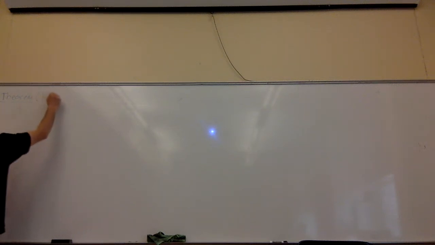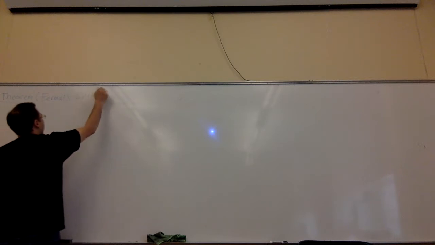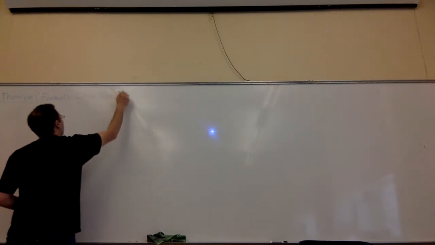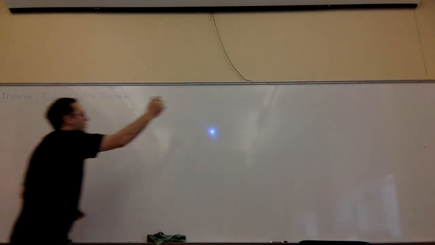So we want to prove two theorems. One of them is called Fermat's little theorem. Not last theorem, but little theorem. Last theorem's harder. And so we'll prove this. And then another theorem we'll prove is called Wilson's theorem. So let's write these down.